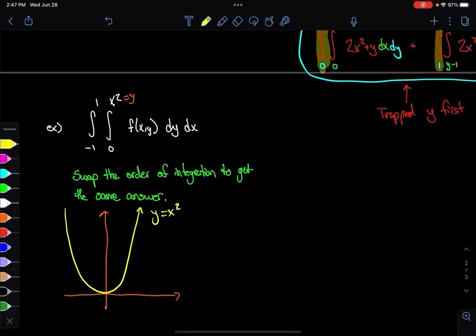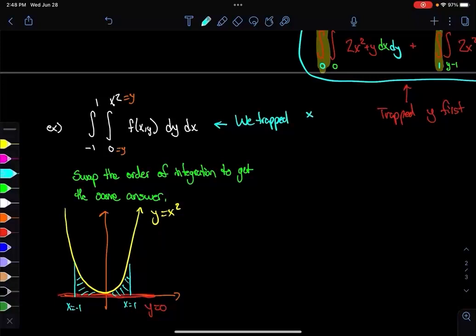Y equals x squared. And then from -1 to 1, okay. Oh, and I also know the line, y equals 0. That's just this here at the bottom. Right, so that's this. There's y equals 0. And then from -1 to 1, right, so here's -1, x equals -1. Here's x equals 1. So we're basically integrating over this region right here. And so, the question you might get is, how do you swap the bounds, right? How do you kind of go about doing this the other way? Okay, well, so the idea is that, in this example, we trapped x first, and we did it.